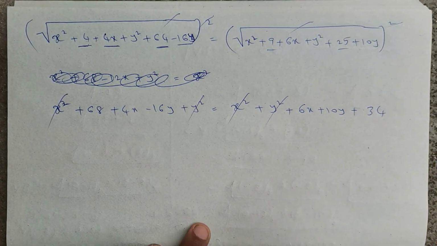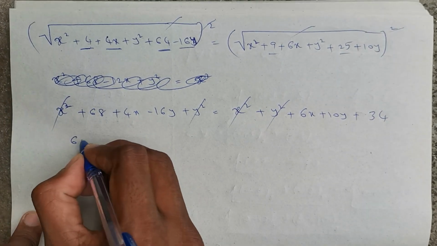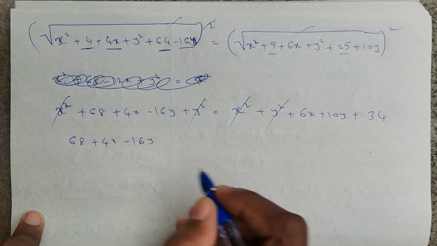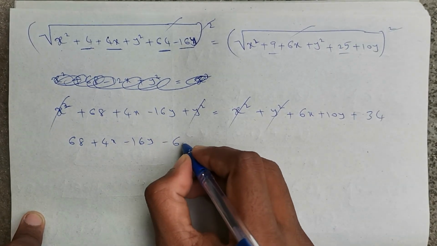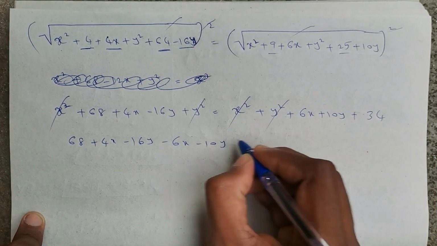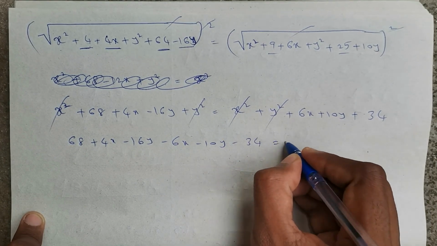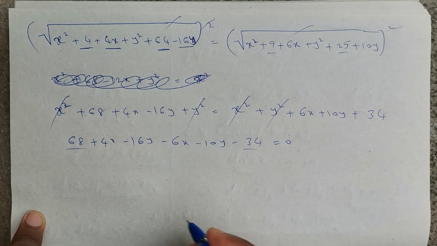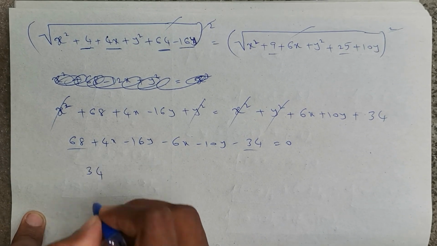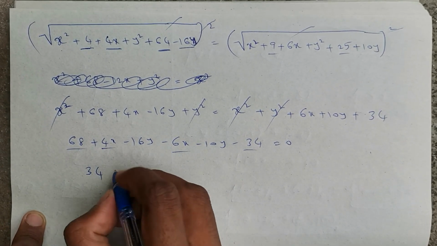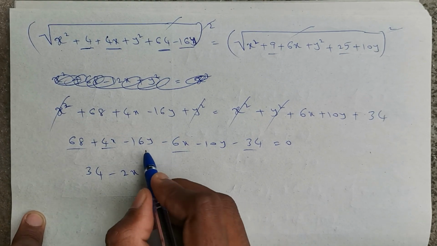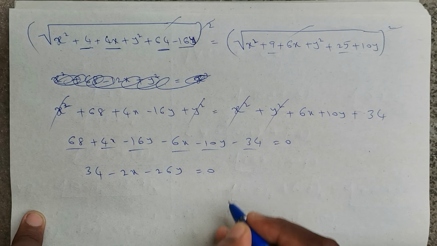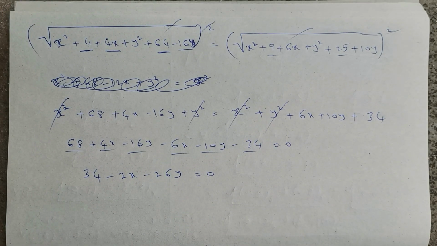Now I will bring everything to one side. Here 68 as it is, plus 4x minus 16y, plus 6x will become minus 6x, plus 10y will become minus 10y, plus 34 will become minus 34, is equal to 0. Now 68 minus 34 is 34, 4x minus 6x is minus 2x, minus 16y minus 10y is minus 26y, is equal to 0.